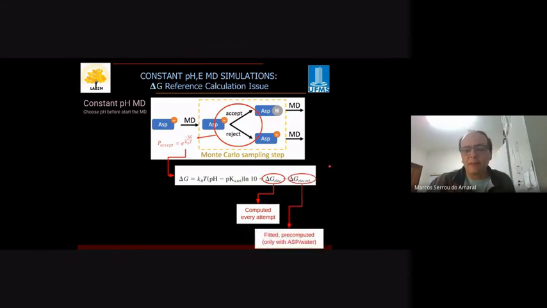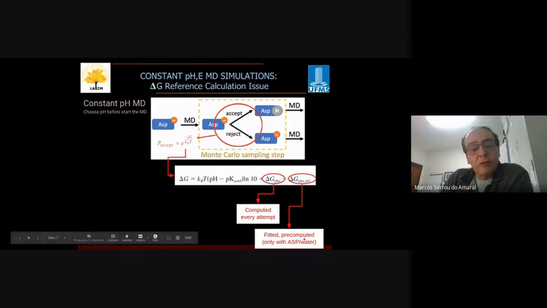But the point is the delta G electron reference. I need to have this value before I start the simulation of my protein. Aspartic acid is in a lot of proteins, so this value for delta G electron reference is implemented in the Amber software. If I need to study a different compound, maybe I need to find this parameter.